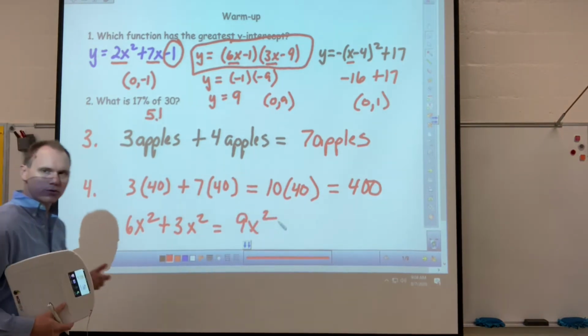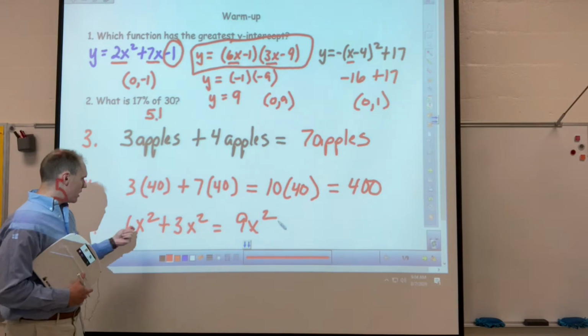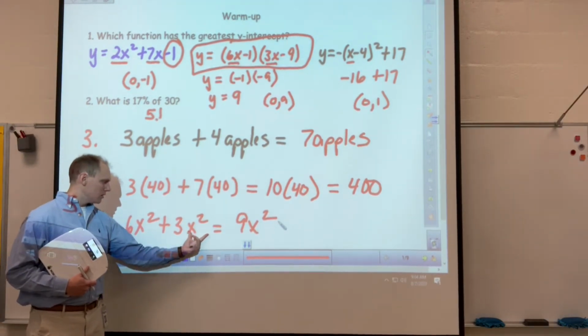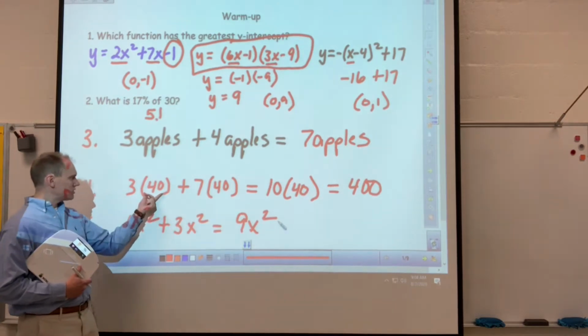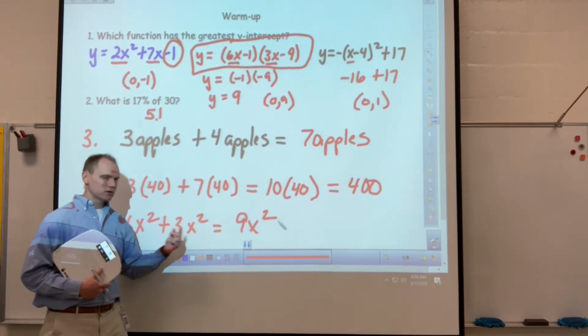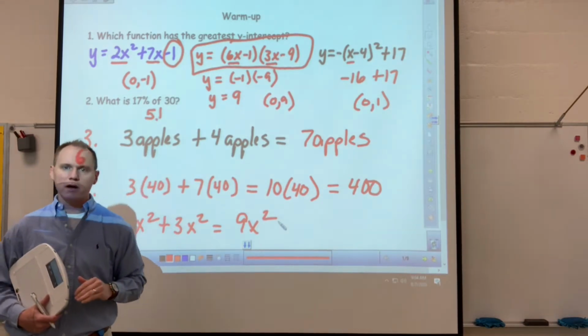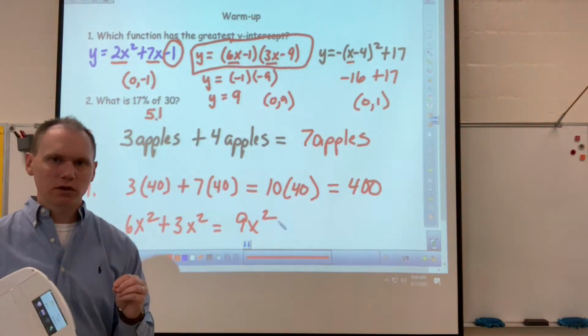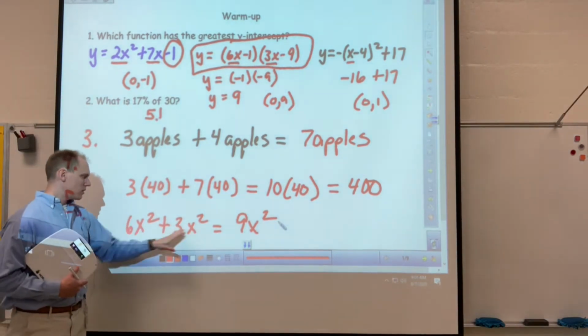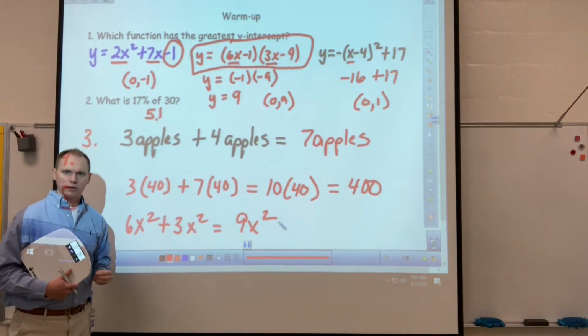Well, let's go back and make sure we understand why this is. X squared is always equivalent to x squared, right? These are the same quantities. Just as 40 and 40 are the same quantity up here, x squared and x squared are always the same quantity no matter what value x is. So that's really important to note there. No matter what x is, x squared and x squared are always equivalent.